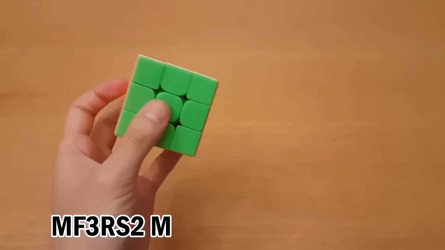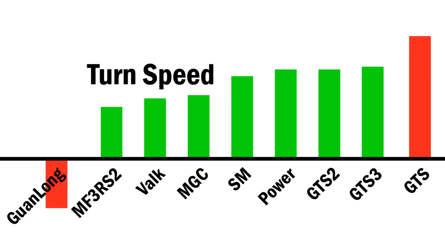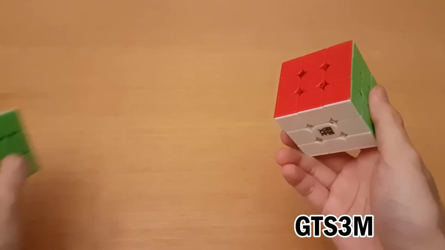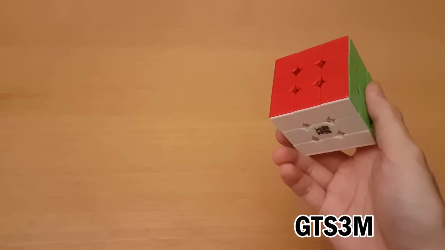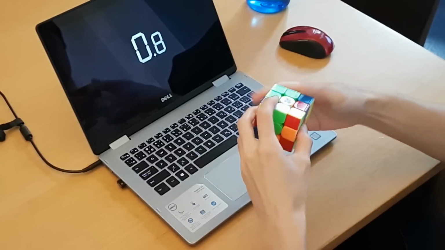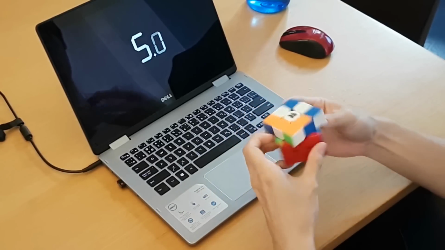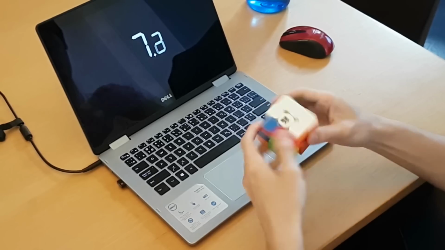I've been using the MF3RS2, which is on the slower end of top speed cubes, but I easily got used to the fast GTS3, probably because this cube is more stable than most fast cubes. Unlike some other fast cubes, I feel like I can really take advantage of the speed without feeling like I don't have control. And I think this is because of how amazing its corner cutting is, kind of like the original GTS.